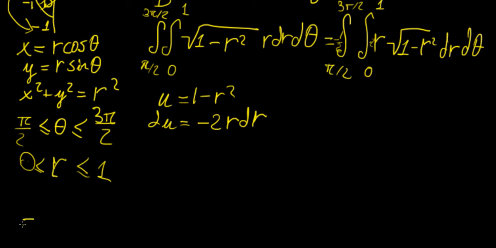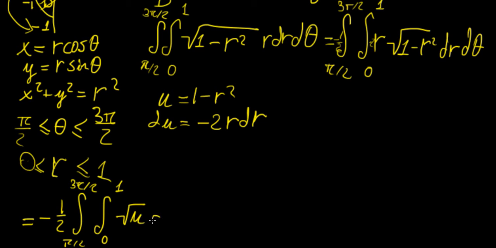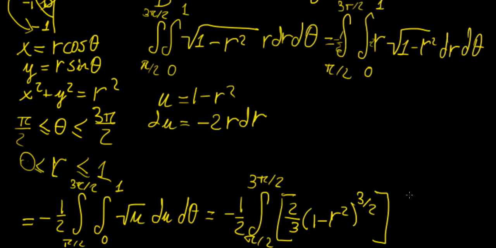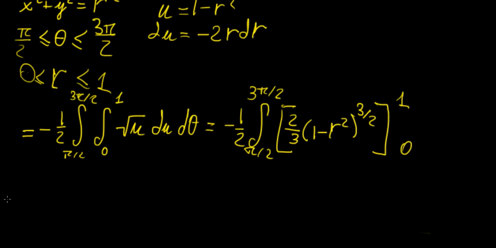We're going to get minus 1 on 2, from pi on 2 to 3 pi on 2, from 0 to 1 of the square root of u du d theta, which is equal to minus 1 on 2, pi on 2 to 3 pi on 2, of 2 on 3. And I'm going to substitute back for u, so this is going to be 1 minus r squared to the power of 3 on 2. Now we're going to have from 1 to 0. So then this is going to become the following. Oh, don't forget the d theta here.